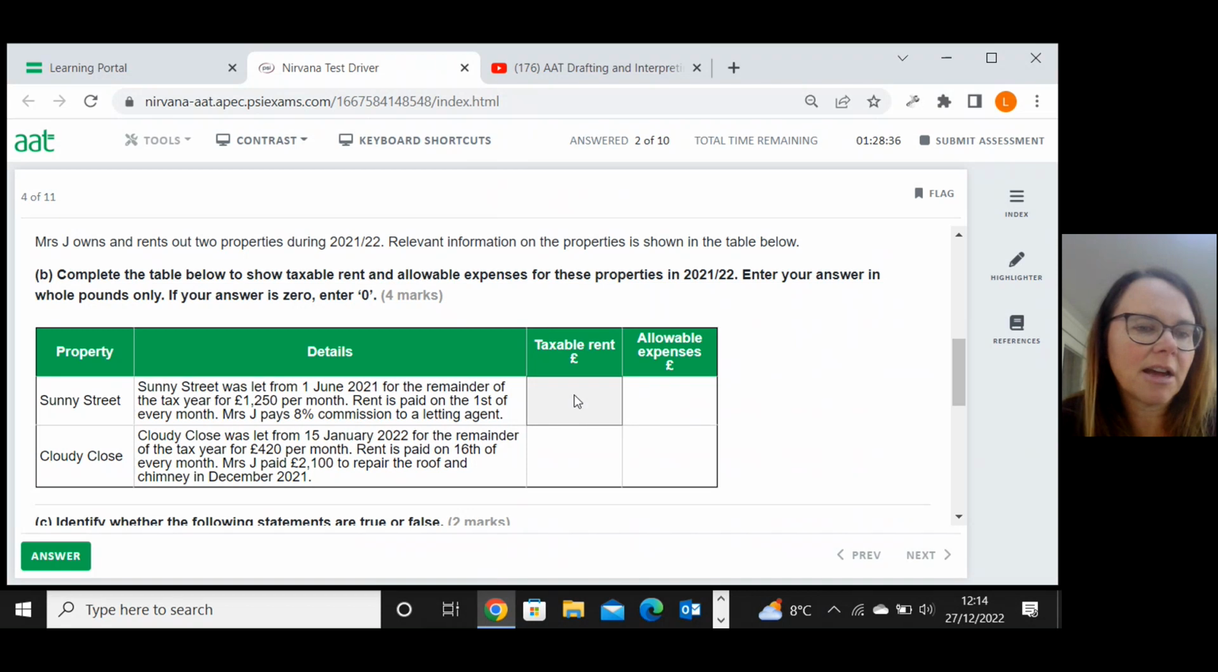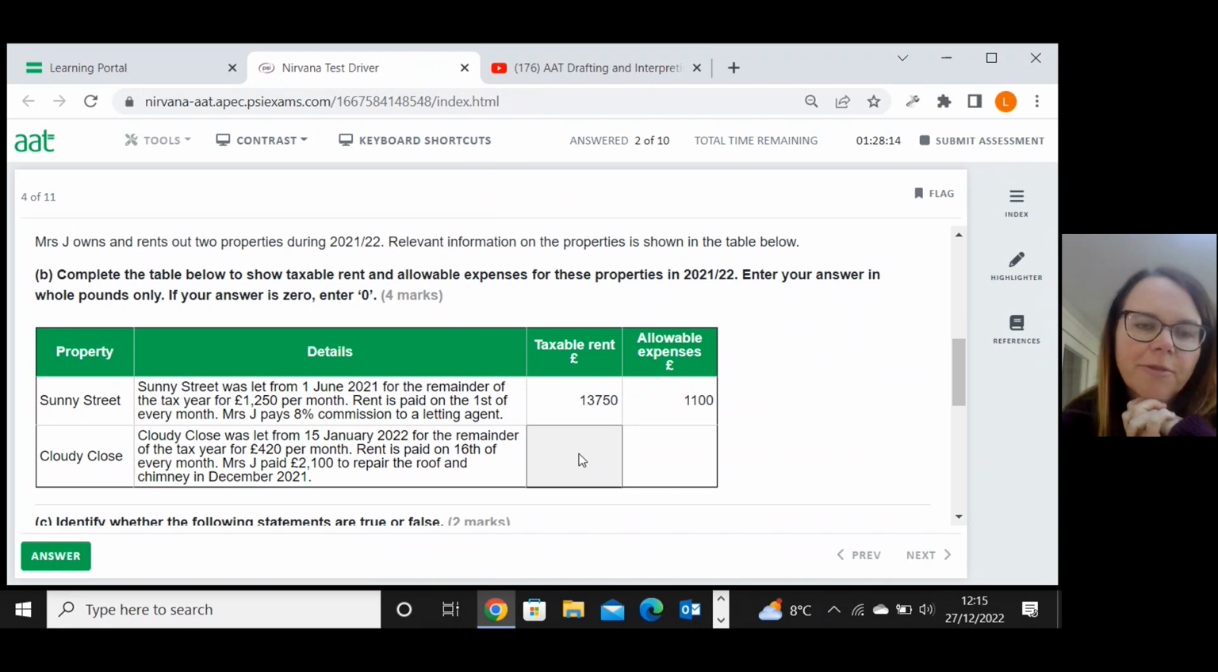So 11 times 1,250 is 13,750. And then 8% commission. So I just calculate 8% of 13,750, which is 1,100.